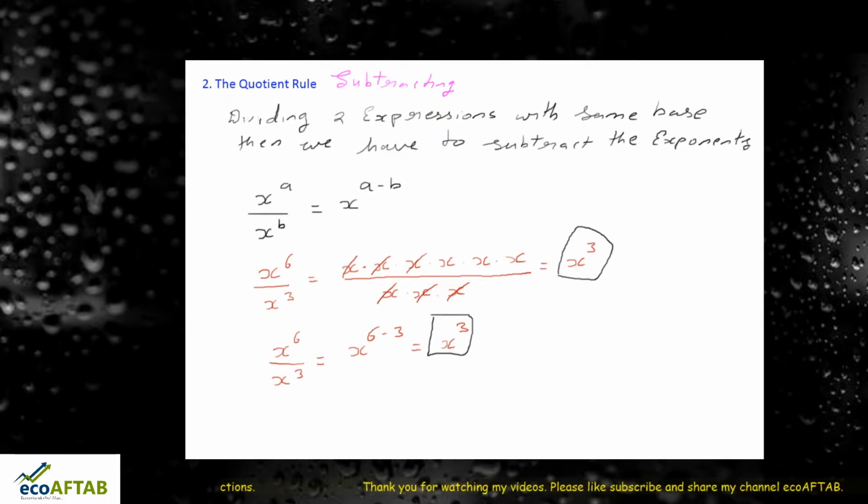Further, if you want to do it with the help of numbers, if I say 3 raised to 7 divided by 3 raised to 2. So here what we do is 3 raised to 7 minus 2, that is 3 raised to 5. So this is the way we solve exponents if they are divided with each other and having the same base. So in the previous product rule we saw addition, here we are seeing subtraction.